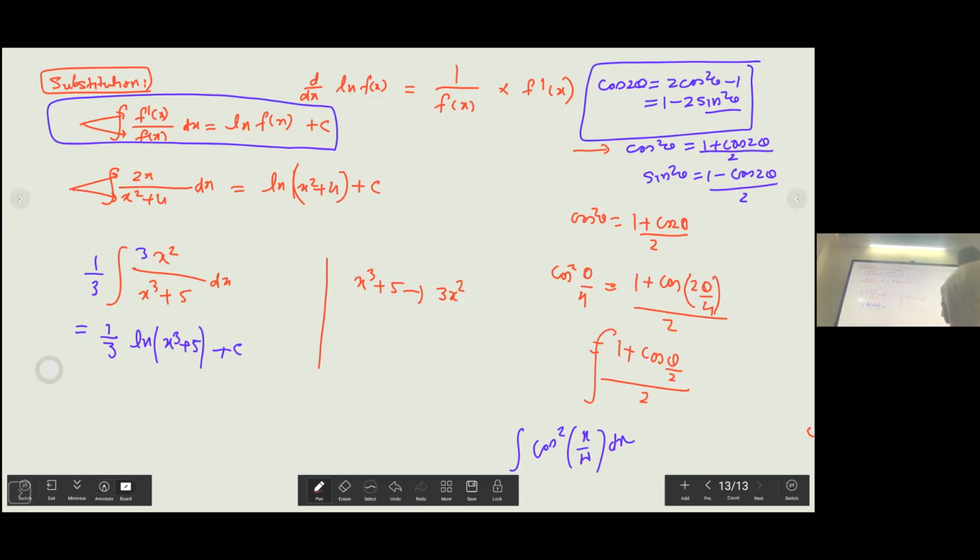When you're integrating this, you can take half outside. The integration of 1 is theta. The integration of cos theta by 2 will be sine theta by 2 divided by half. That's it, plus theta. So that's the integration of cos square x by 4.